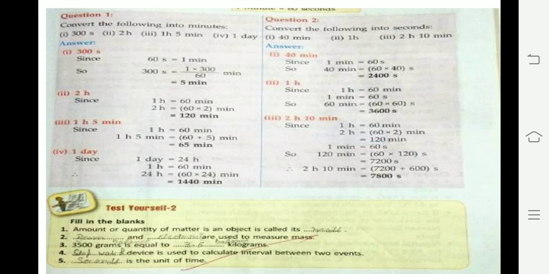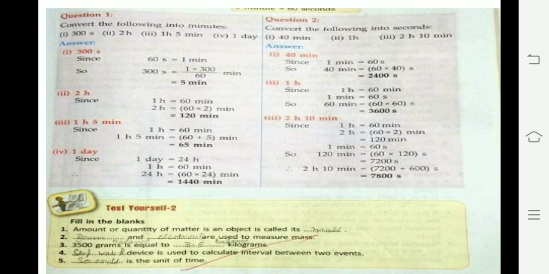Next one, 2 hour 10 minutes. Firstly we will convert 2 hour into minutes. In 1 hour 60 minutes, in 2 hour 120 minutes. So then after that what will we do? We will convert into second, 120 minutes. So 1 minute 60 seconds, 120 minutes means 60 into 120. Then you multiply it, you get the answer, that is 7200 seconds. 2 hour 10 minutes, 7200 plus 10 minutes means 10 into 60, that's 600 seconds. When you add up, you get the answer, that is 7800 seconds.